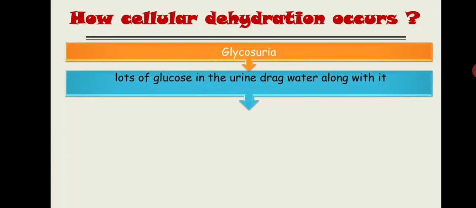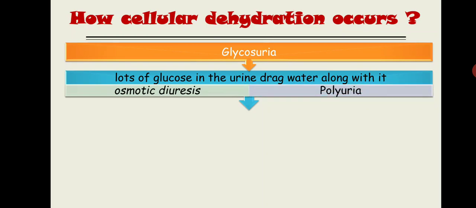Now in our previous lecture we already discussed that hyperglycemia ultimately leads to glycosuria. Due to this glycosuria, lots and lots of glucose will enter the urine and that glucose will drag water along with it, right? That condition is known as osmotic diuresis. And ultimately lots and lots of water enters the urine. That condition is known as polyuria.